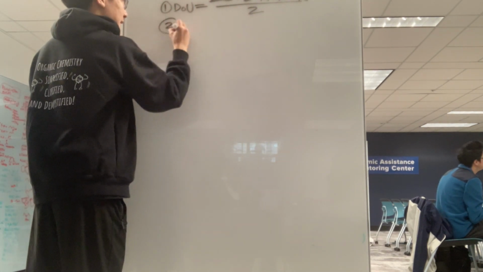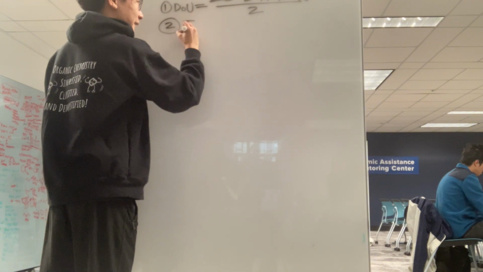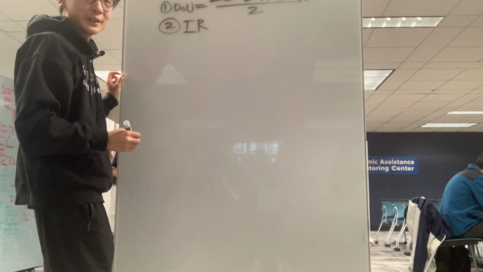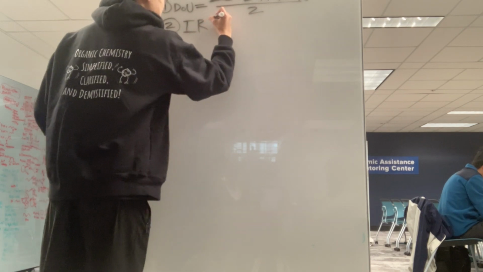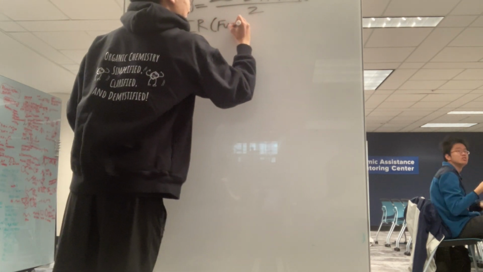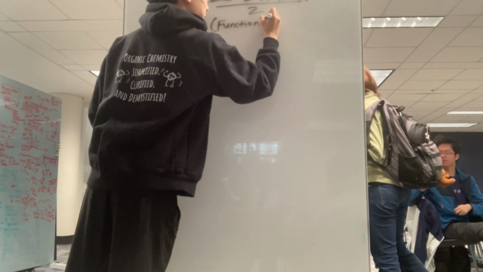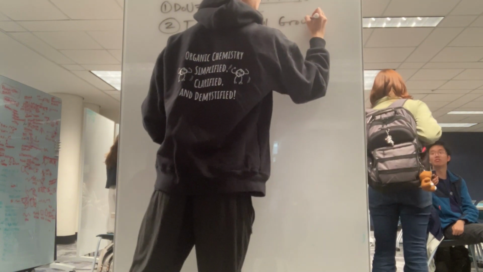The next thing I look out for is the IR, right? And this IR here is going to tell you what functional groups are present.